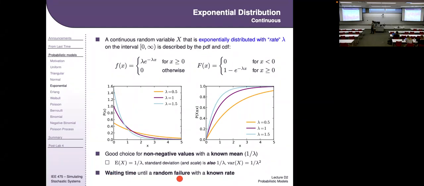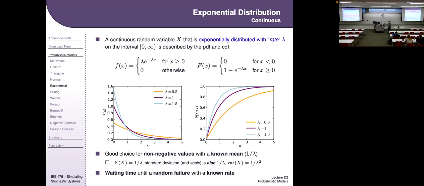So an example of that: waiting time until a random failure with a known rate. If you know that on average light bulbs burn out once every 6 months, then you might model the time until that failure with an exponential distribution, and that exponential distribution will have an average of 6 months. So a lot of failure times and waiting times we can model nominally with an exponential until someone gives us more information. So it's our go-to when you've only been given a mean.